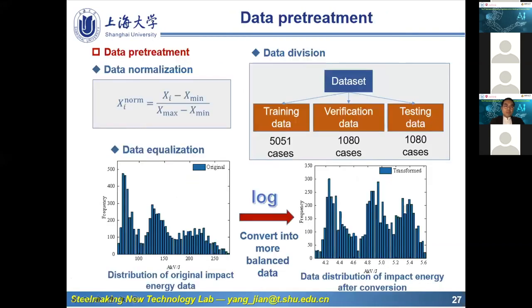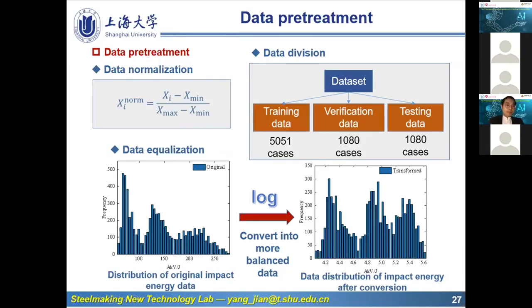At first, we must do some data pretreatment. The data normalization was done, and the data equalization was also done. We convert the data into a more balanced data by the log calculation. And all of the data was randomly divided into 3 groups: the training data, the verification data, and the testing data.